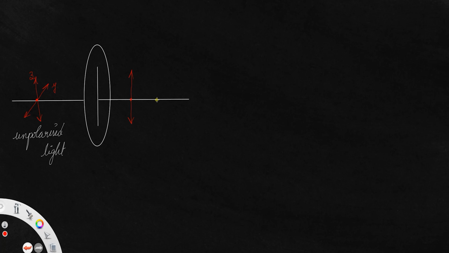So this is a polarized light. The material which is doing this is called a polarizer. Clear? Now we need to check whether a polarizer polarized light or not. For that we use an analyzer.